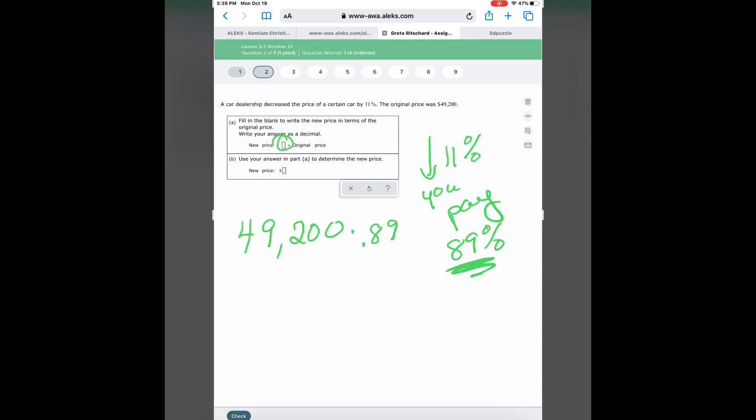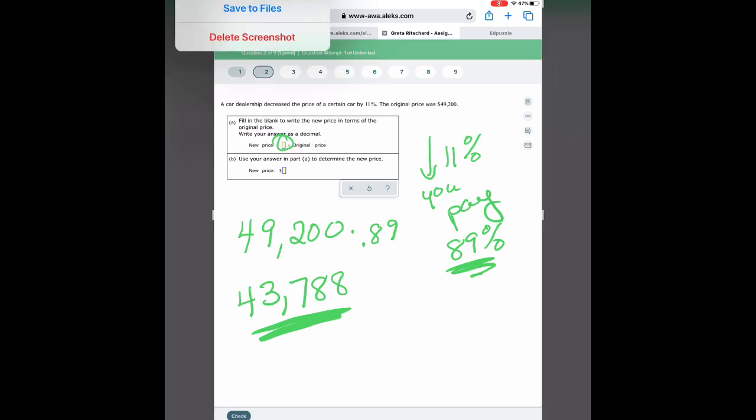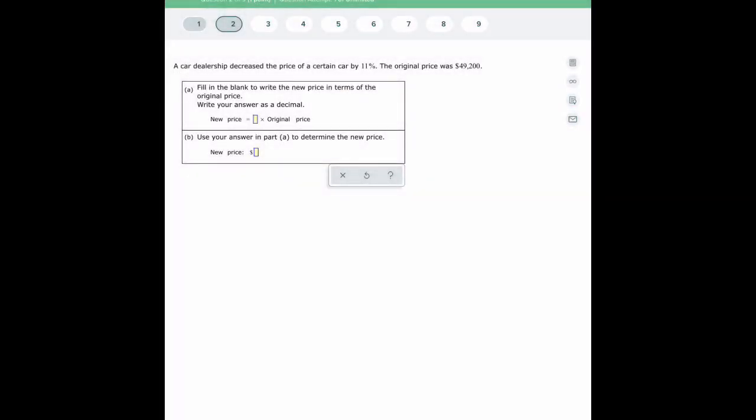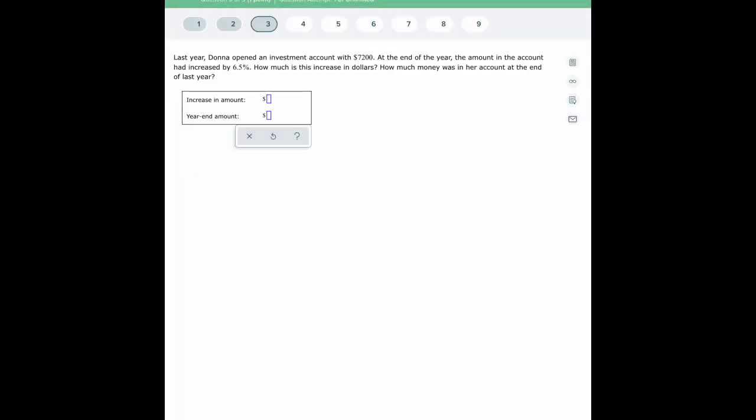Use your answer to get the new price. 49,200 times 0.89 is 43,788. That's your new price. Okay. Keep thinking about what you're actually paying, depending on what it's asking you.